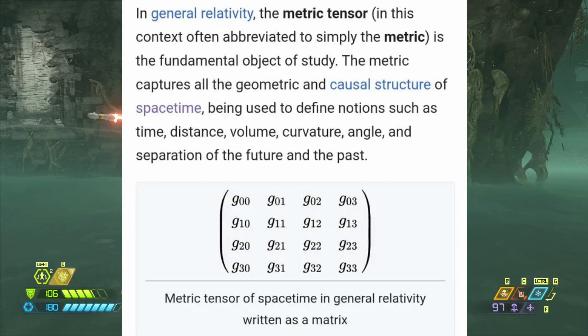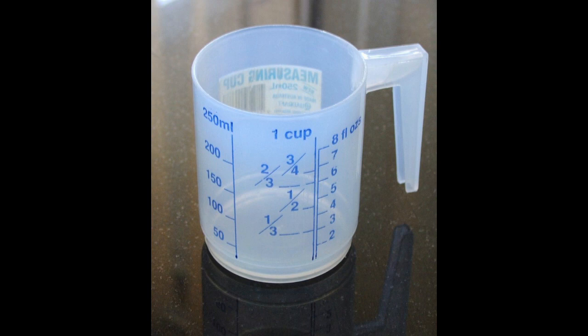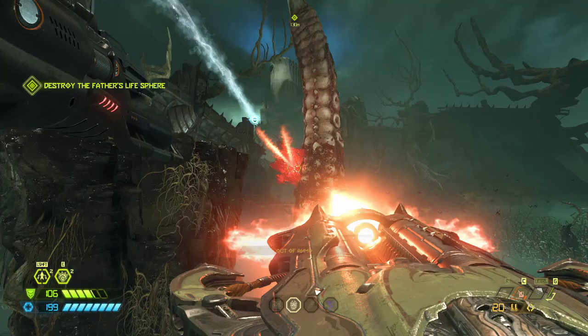The metric tensor, a fundamental component and conception of QFT, captures all geometric and causal structures of space-time, defining notions and concepts such as time, distance, volume, curvature, angles, and the separation of the past and the future.